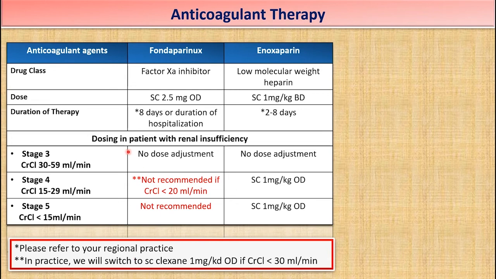So to highlight to you, when the patient's eGFR is less than 20 ml per minute, the use of Arixtra is contraindicated. Again, in practice, when the patient's eGFR is below 30, we will tend to switch them over to Clexane, also known as enoxaparin renal dose, which is defined as 1 mg per kg OD. For example, if a patient is 60 kg, then the Clexane dose will be 60 mg OD for patients with a reduced eGFR less than 30.